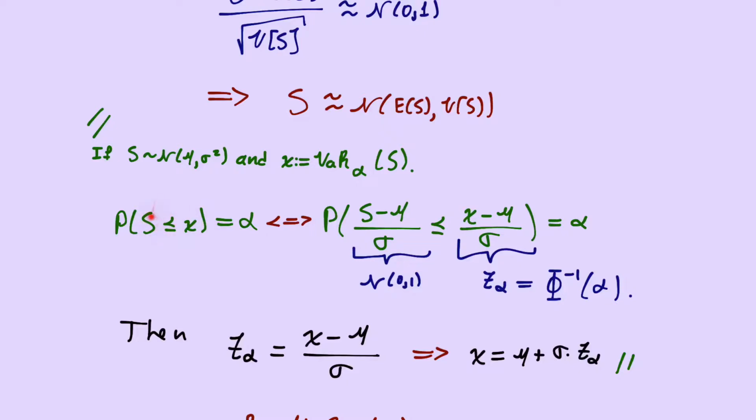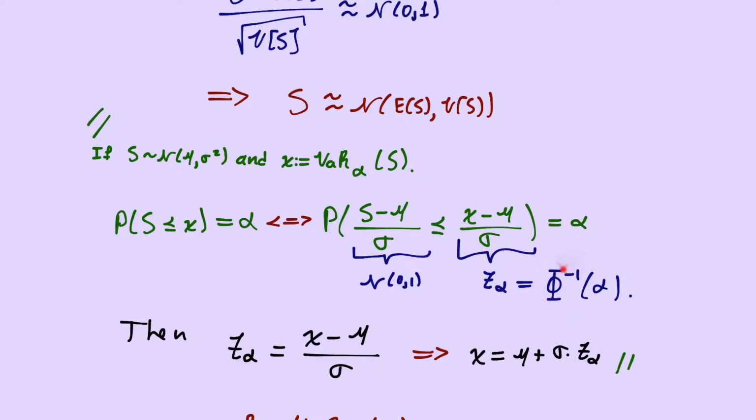But if we get a normal standardization in this event, we will get that S minus mu, divided by sigma, would be less or equal than little x minus mu, divided by sigma. In this case, if S was a normal distribution, this would also be a normally distributed random variable, but with parameters 0 and 1. And in this case, this would be the value c sub alpha, the inverse of the distribution function of this distribution, which is also denoted by this Greek letter phi.